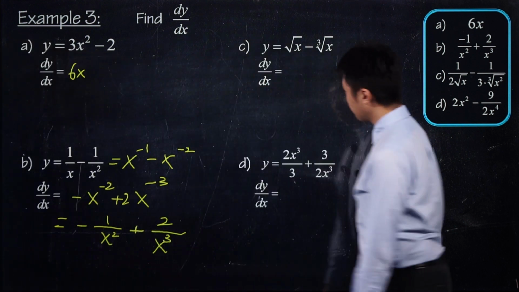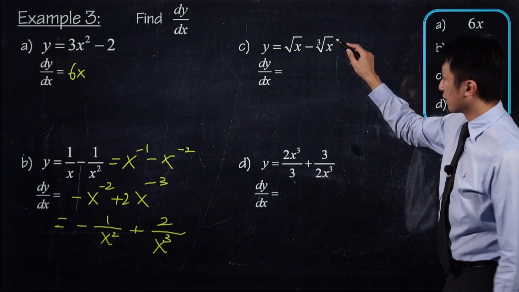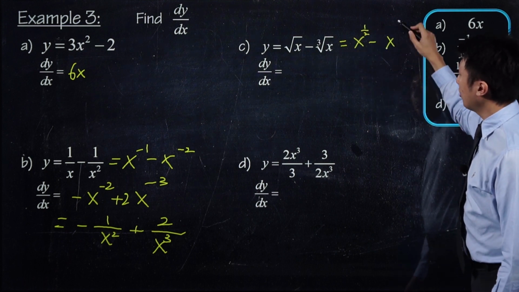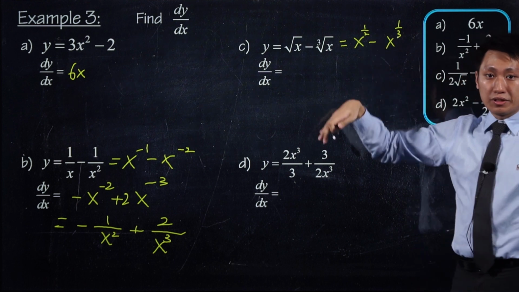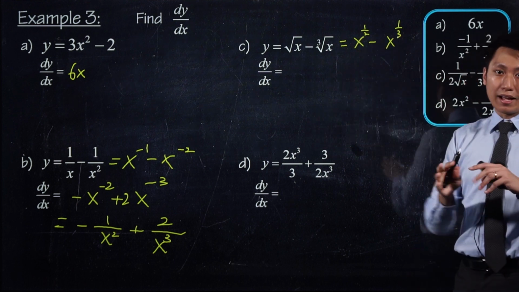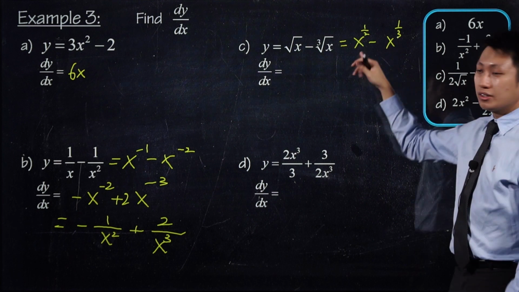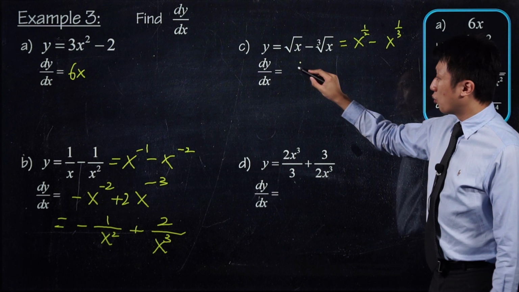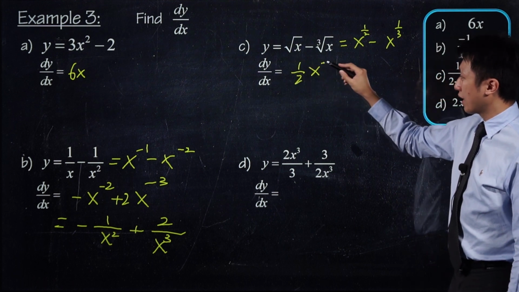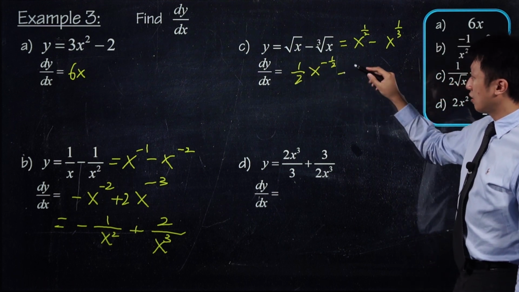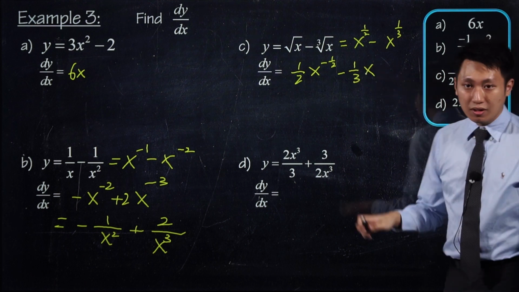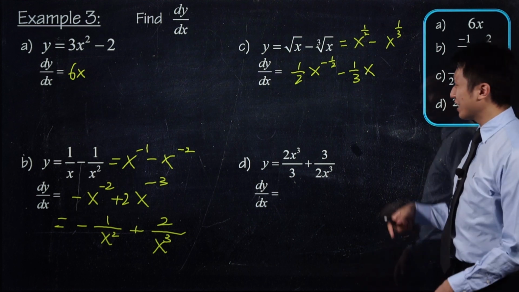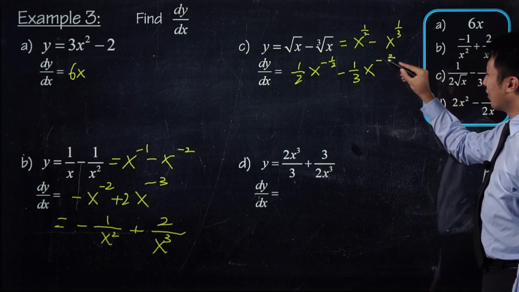Okay, next. Square root means what? x to the power 1 over 2. Cube root means x to the power 1 over 3. Then you differentiate, and they are addition or subtraction, so you just differentiate them separately and add or subtract them later on. So 1 over 2 x to the power -1 over 2, minus 1 over 3 x to the power 1 over 3 minus 1. What do you get? You use your calculator. So minus 2 over 3.